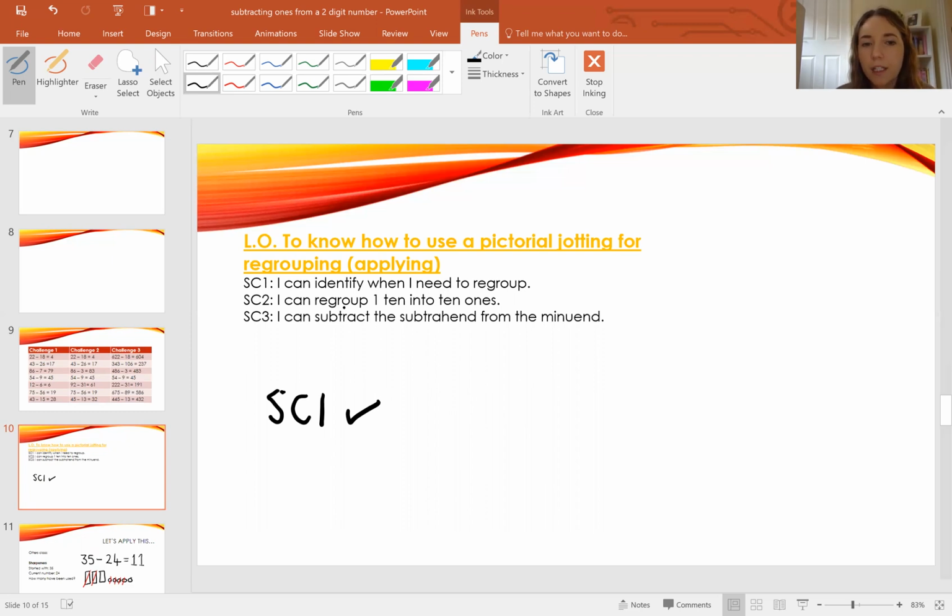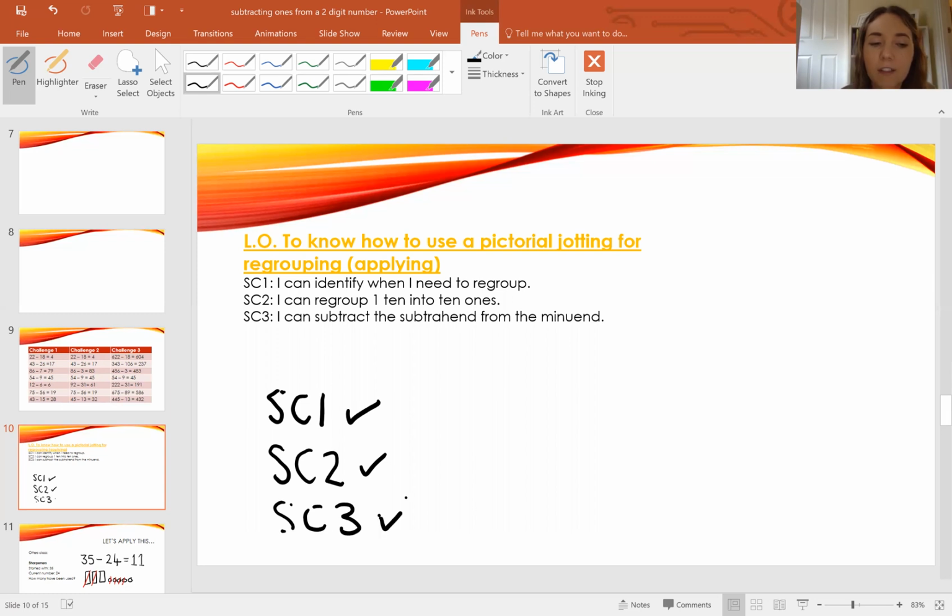Success criteria 2, I can regroup 1 10 into 10 ones. Were you able to do that with your pictorial jotting? Were you able to cross through the 10 and put your 10 ones instead? If you're able to do that, put SC2 and a little tick on your work. And success criteria 3, once you had finished regrouping, you were then able to subtract the subtrahend from the minuend. So if you were able to finish your subtraction using your jotting and get the answer, then put SC3 and do yourself a little tick.